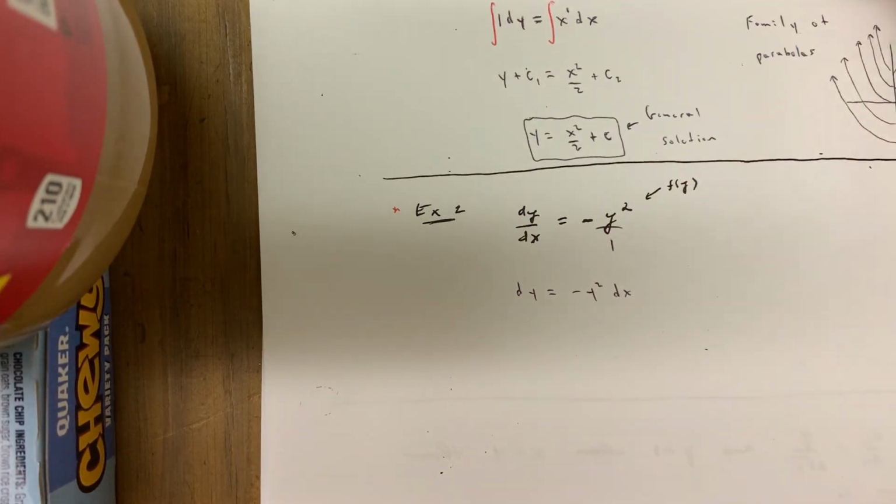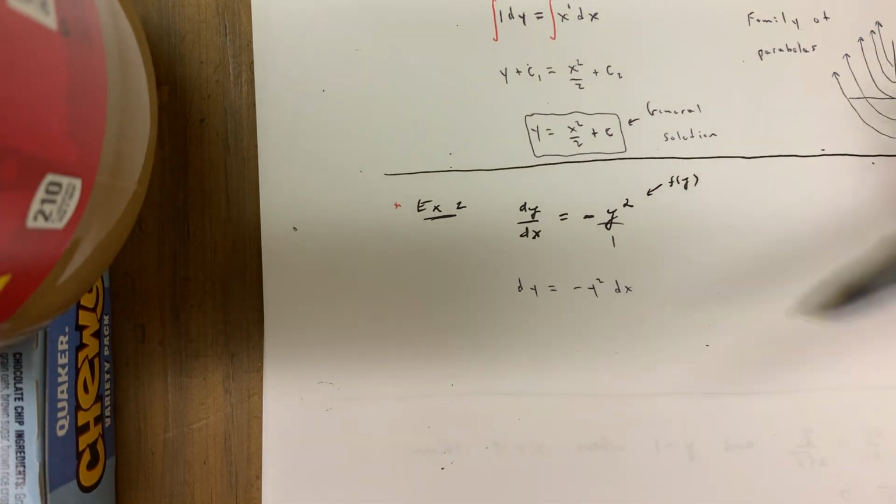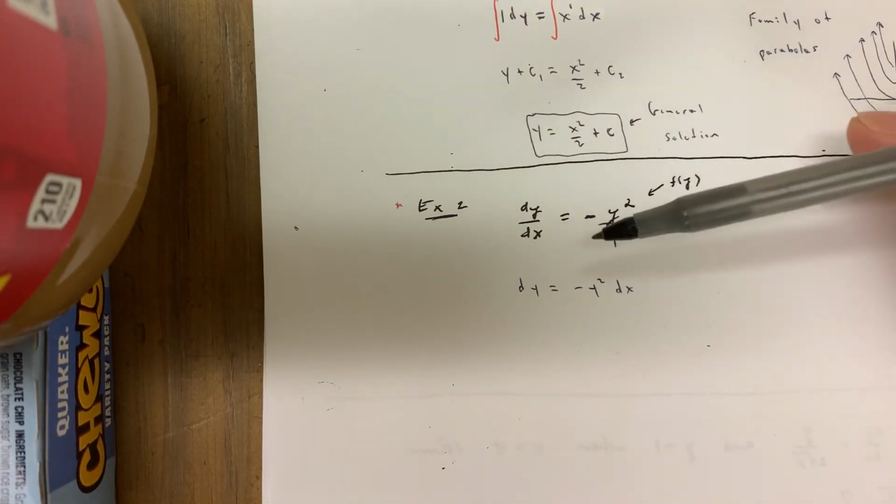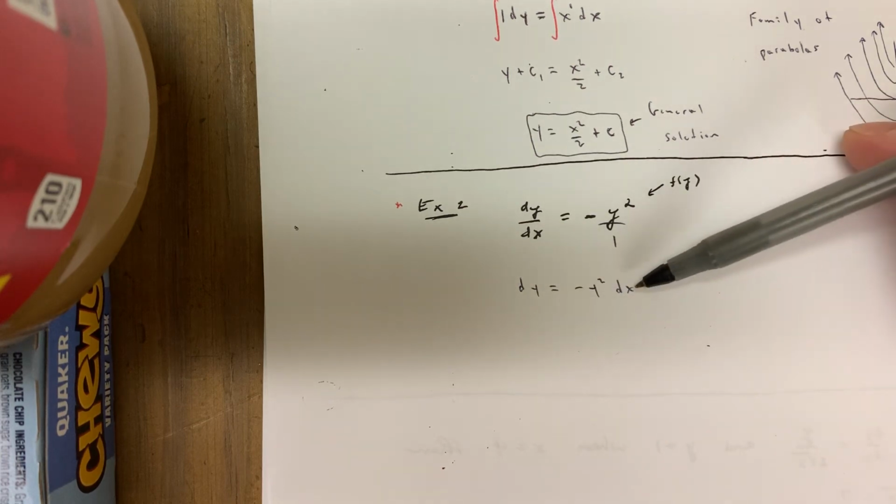And we've cross multiplied here, but we haven't separated the variables, okay? There's a y squared over here. He should be on the left-hand side with the dy. He shouldn't be with the dx.